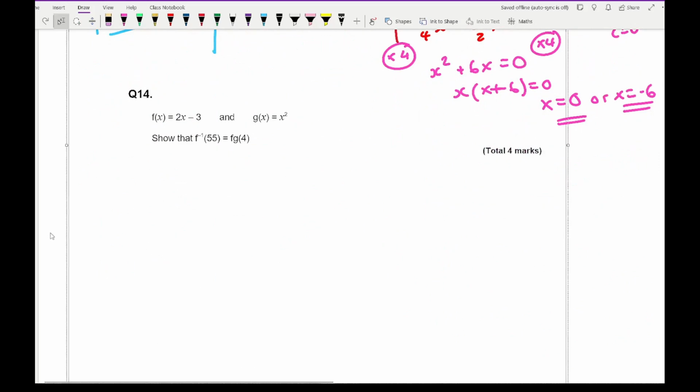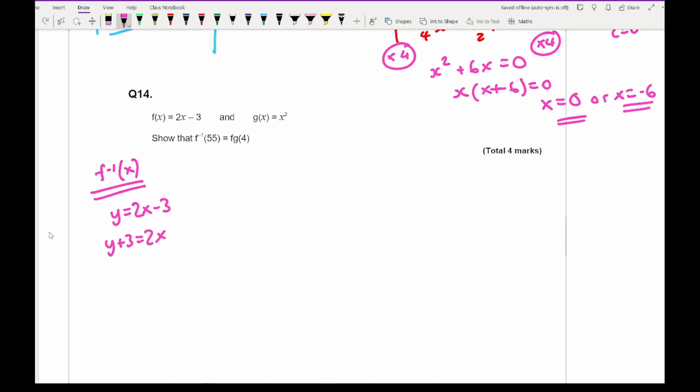Looking at question 14, it says f of x equals 2x minus 3, g of x equals x squared. Show that the inverse function of f of 55 equals fg of 4. So again, what you want to do is work with these separately. The first thing we want to do is find the inverse function of f. So y equals 2x minus 3, so y plus 3 equals 2x, so y plus 3 divided by 2 equals x. So the inverse function of f of x equals x plus 3 over 2. And I'm just going to put a little box around that.